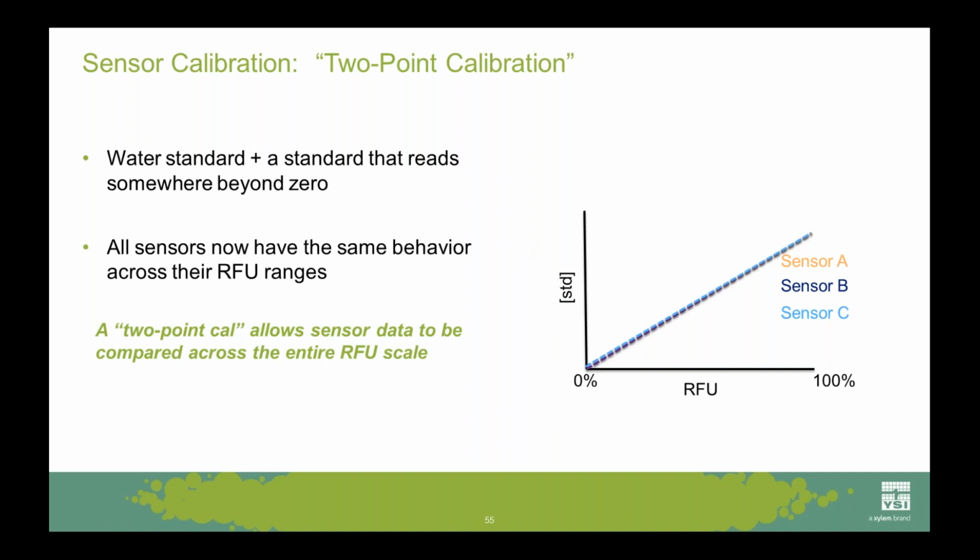A 2-point calibration is going to use a second standard further out in the RFU range and snap all those lines into line so that you can compare the readings across the entire RFU scale for all 3 of those sensors, or however many sensors you have. People doing harmful algal bloom monitoring, and it sounds like our audience is mainly interested in freshwater monitoring, especially folks using multiple sensors at multiple sites, or if you're hot swapping, do a 2-point calibration.